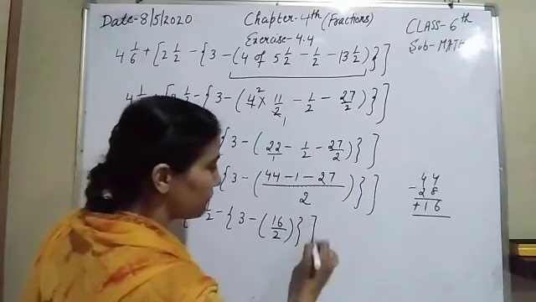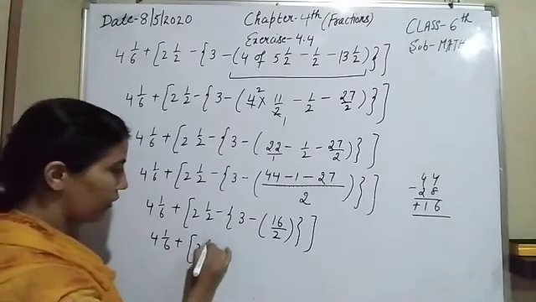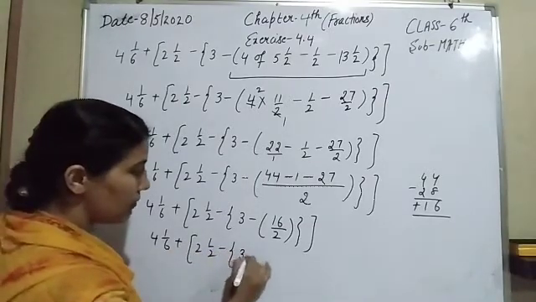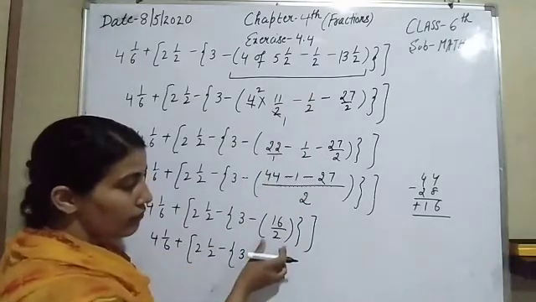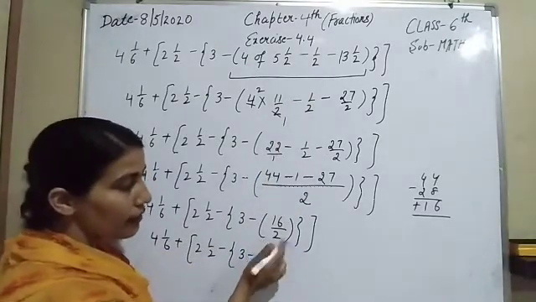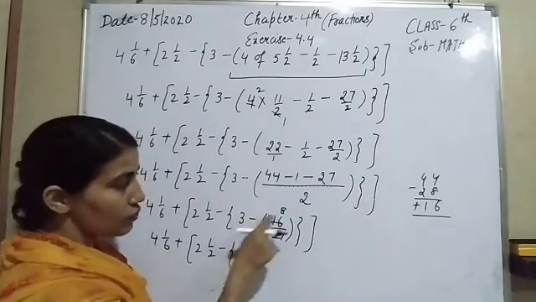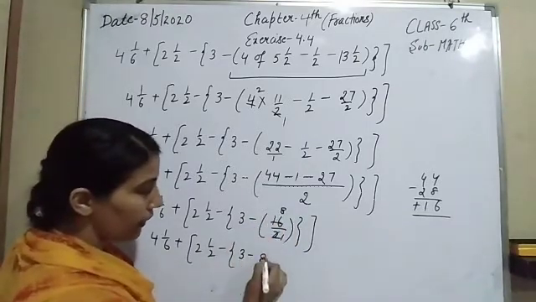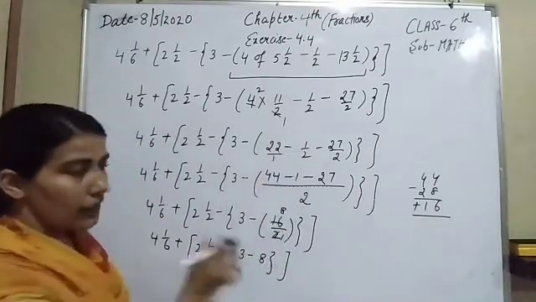After that we have 4 into 1 by 6 plus 2 into 1 by 2, 3 minus. Now we are going to solve this open bracket firstly. So it will remain 16 by 2, and 16 by 2 can be 2 8s are 16, so it will become 8. Now we have solved this open bracket part.